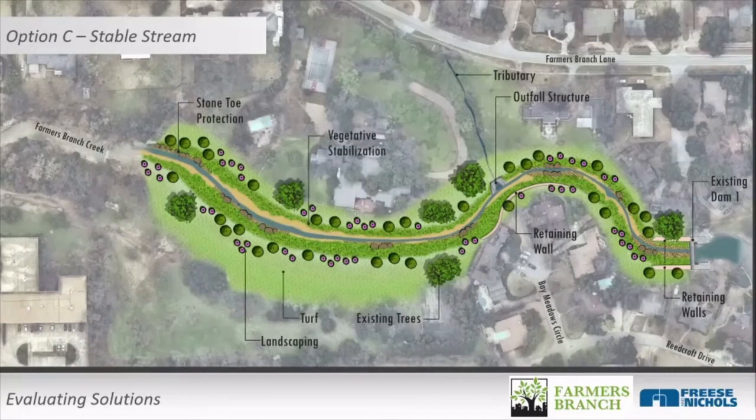Finally, the third option basically represents a stable stream concept. There are no new dams in this option, only bank stabilization improvements that would complement the work that was already ongoing. The City Council did not make any final decision really at that time regarding these alternatives, and basically decided to wait.